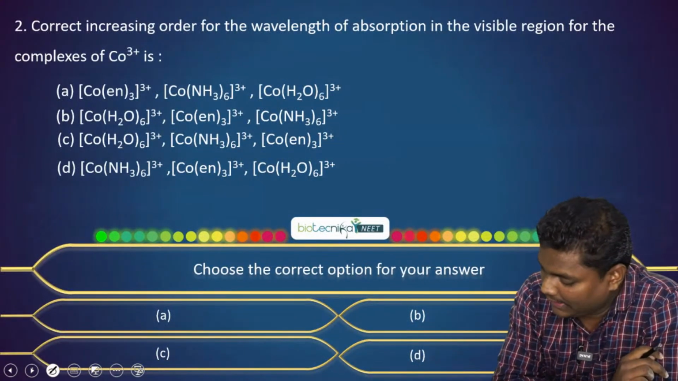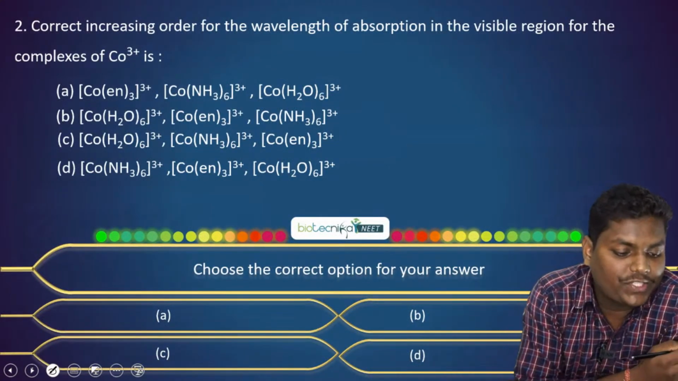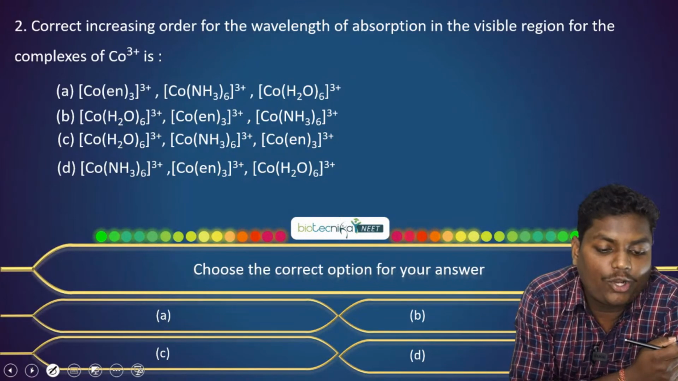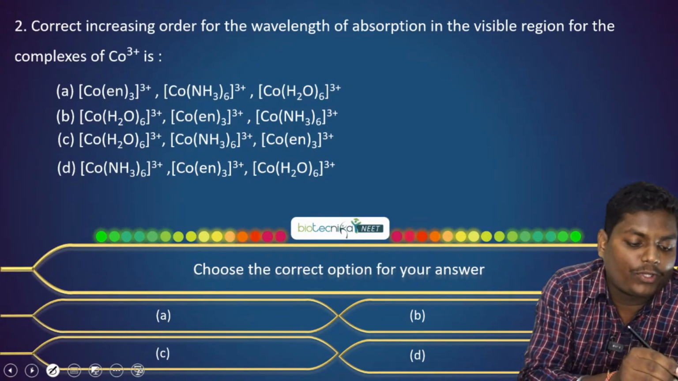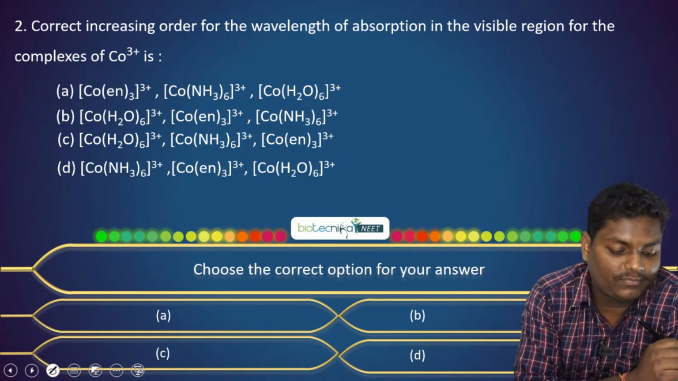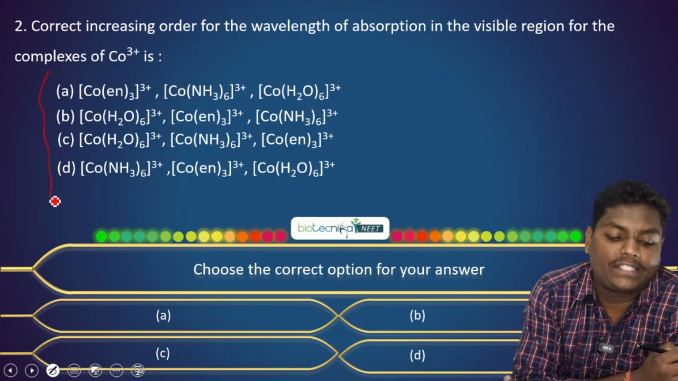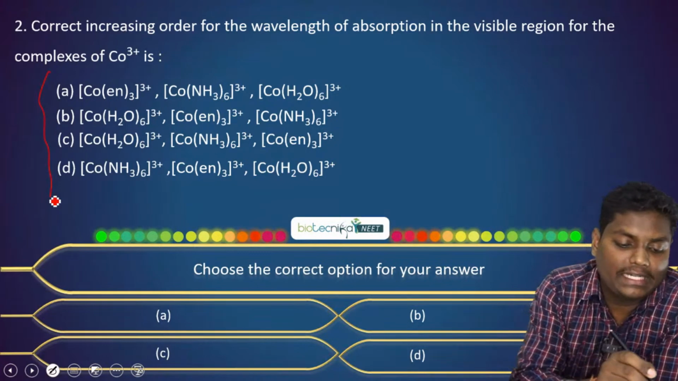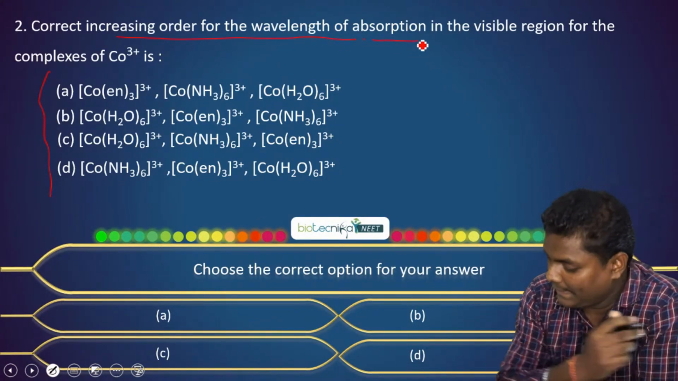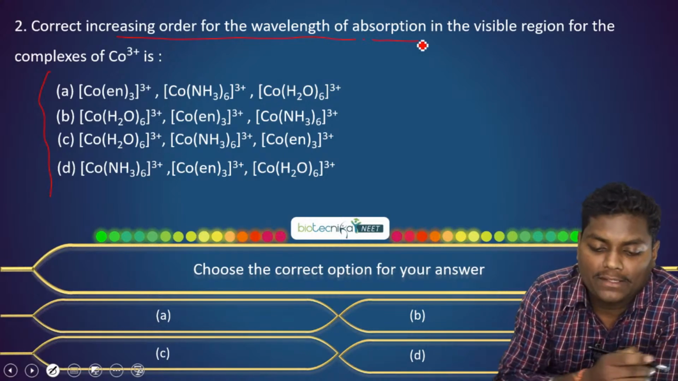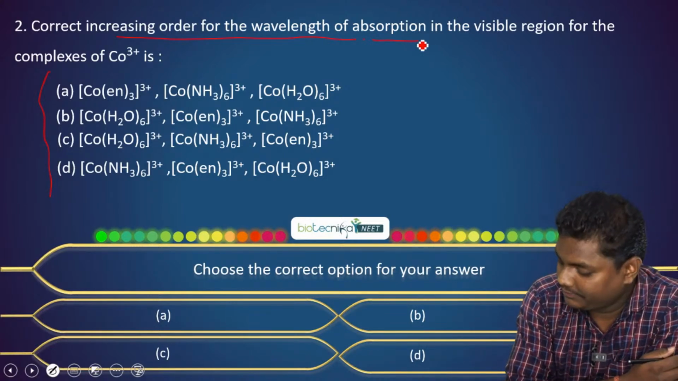Let's move to the next question. So the next question is, the correct increasing order for the wavelength of absorption in the visible region for the complexes are, these are some cobalt 3 plus complexes, and you have to arrange them in the increasing order of wavelength of absorption. Try solving this question.